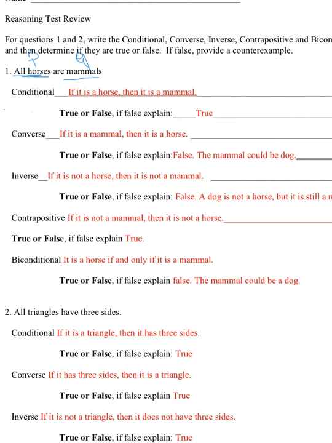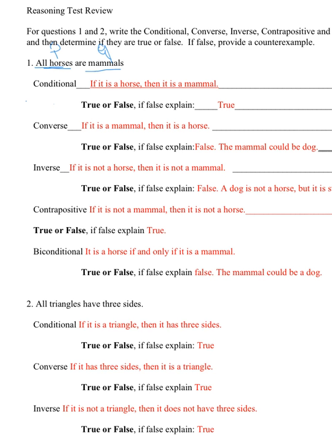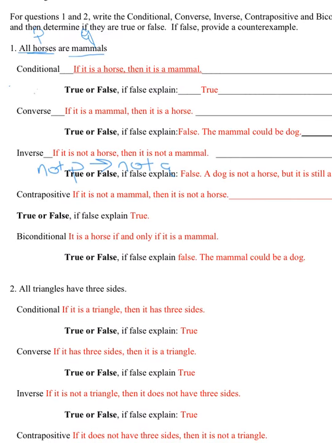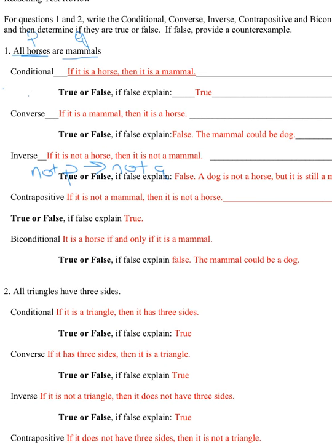So then the inverse is a negation. So it's not P, then not Q. We also use that squiggly line, of course, to reference that. And that just happens to be false because you could have something that's not a horse, like a dog, but that's a mammal, right? So the first part true, making the second part different.